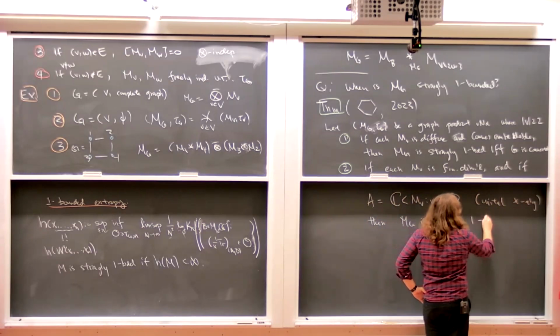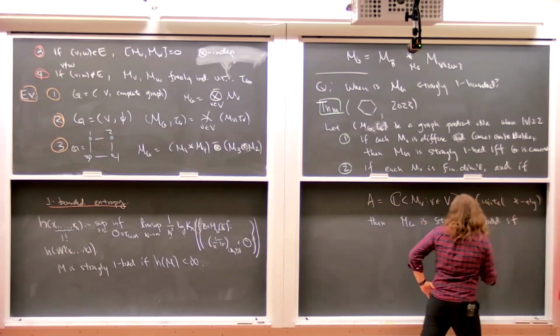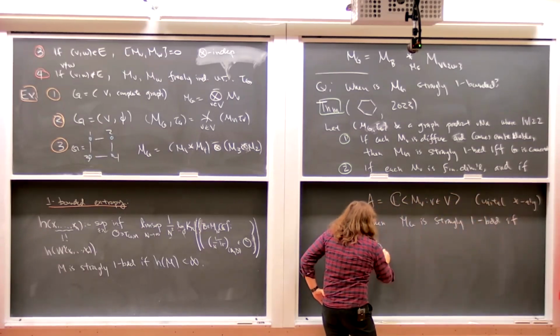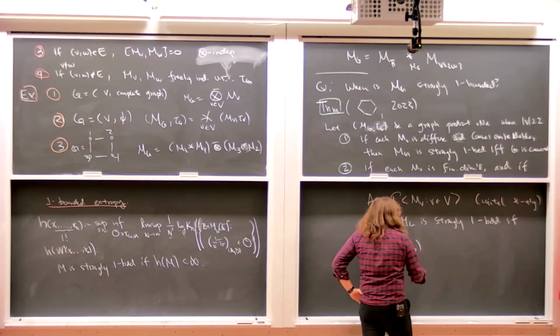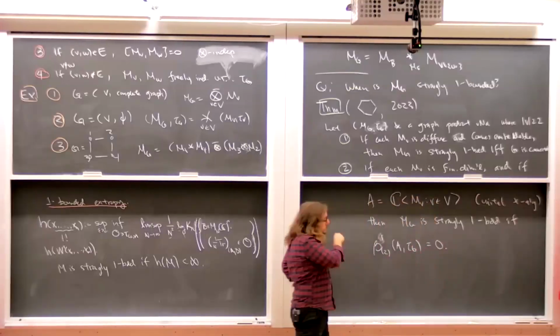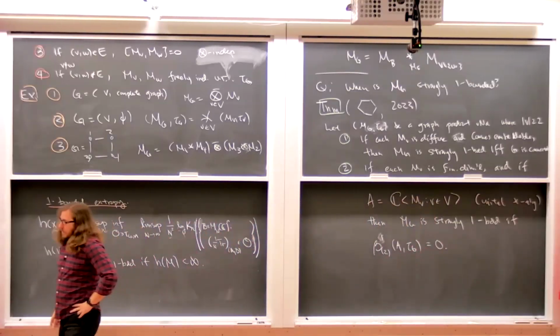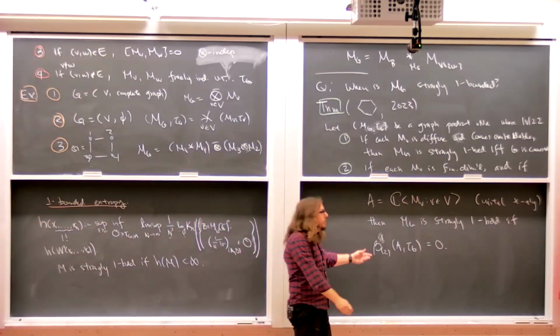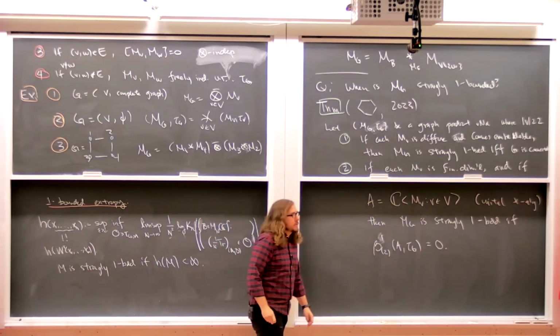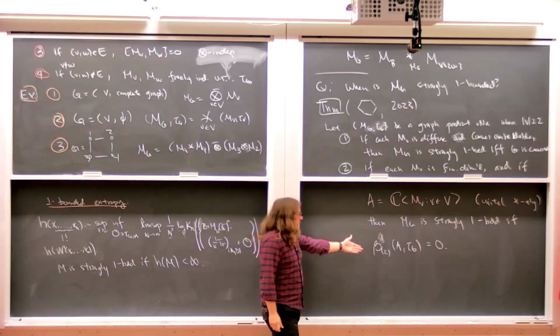if the first L2 Betti number of the star algebra is 0. And in fact, we conjecture that in this context, this ought to be an if and only if. We conjecture it in a slightly more general context as well. But what is this L2 Betti number?